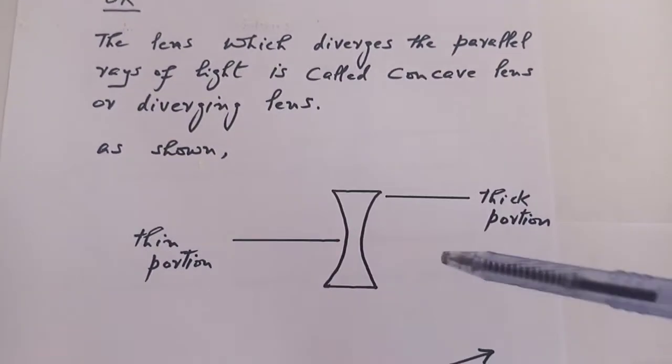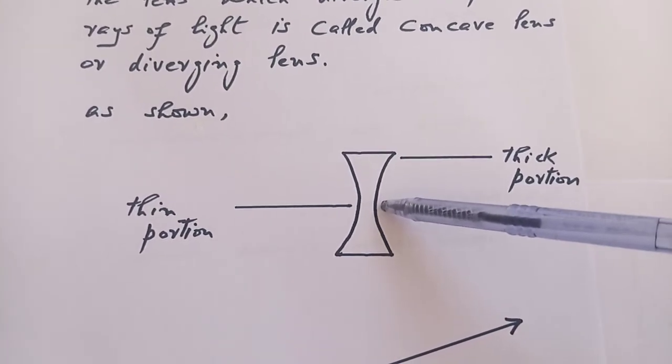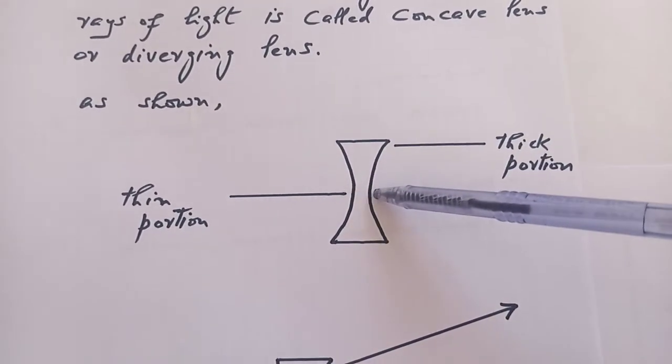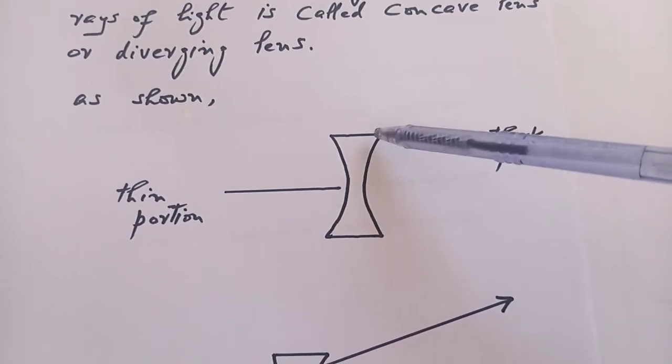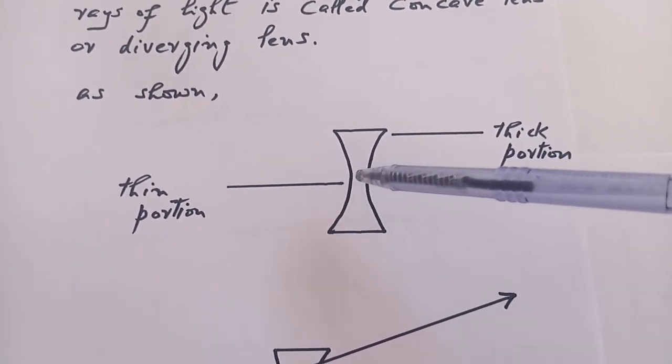Now this is the concave lens. Why it is concave lens? It is thin at the center and thick at the edges. Here it is thin, but here it is thick. So at the center it is thin, so it is a concave lens.